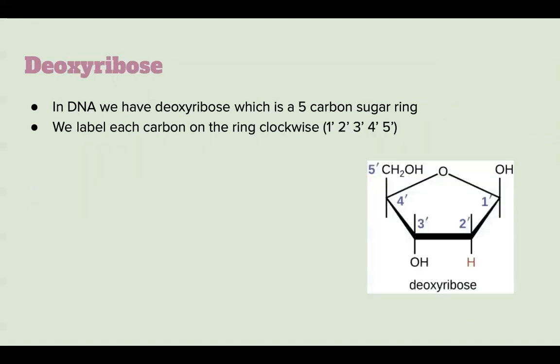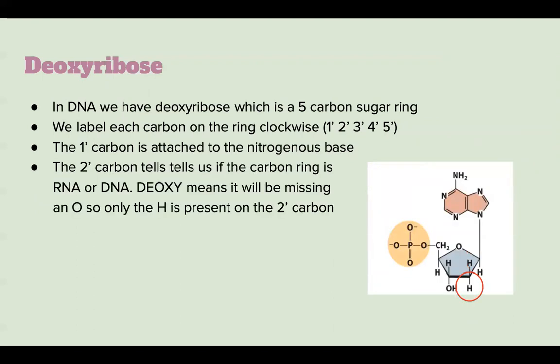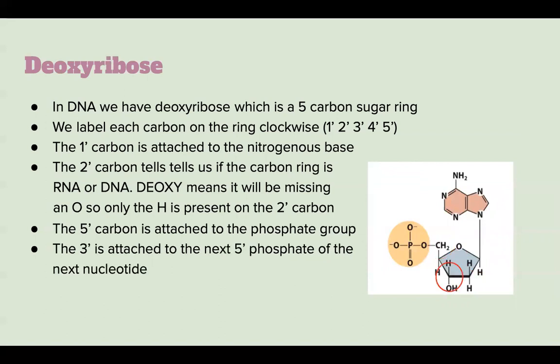We label each carbon clockwise. The first prime carbon is attached to the nitrogenous bases. The second prime carbon will help us differentiate between RNA and DNA. DNA will not have an OH group, but just an H on the second carbon. The 5' carbon is attached to the phosphate, and the 3' is attached to the next 5' phosphate of the next nucleotide in the sequence.